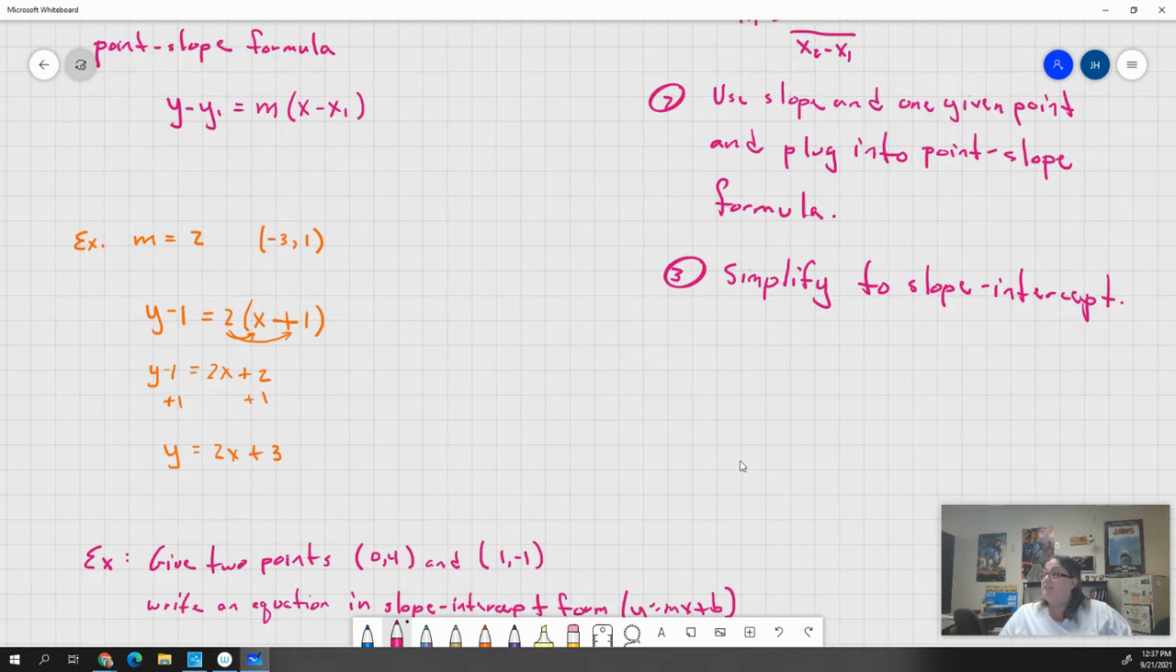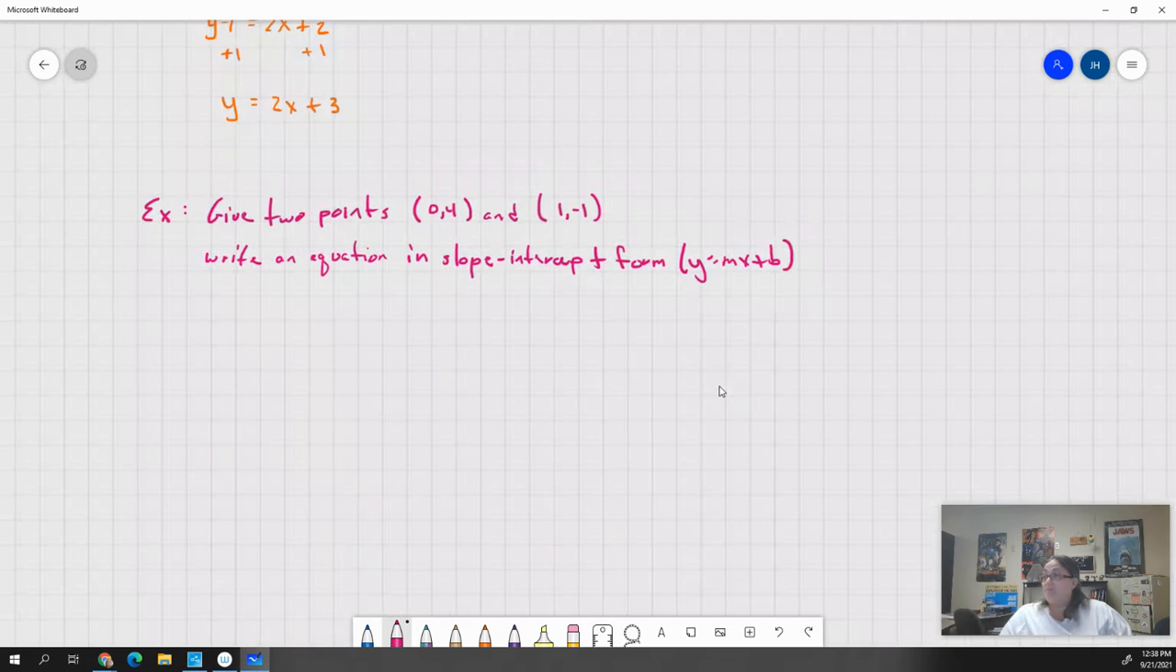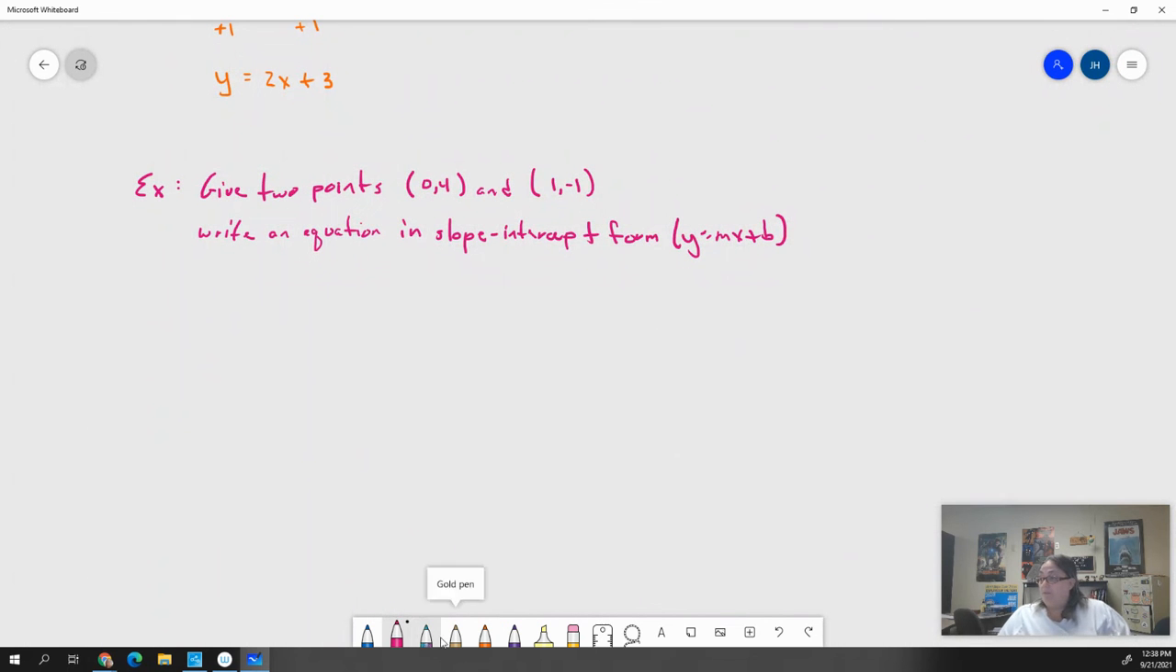I'm given 2 points. So the first thing I want to do with those 2 points is find my slope, right? The formula for finding that slope is m equals y2 minus y1 over x2 minus x1. And so we'll just call this x1, y1, and we'll call this x2, y2. It's arbitrary. I could have picked whatever one I wanted for my 1 or my 2.